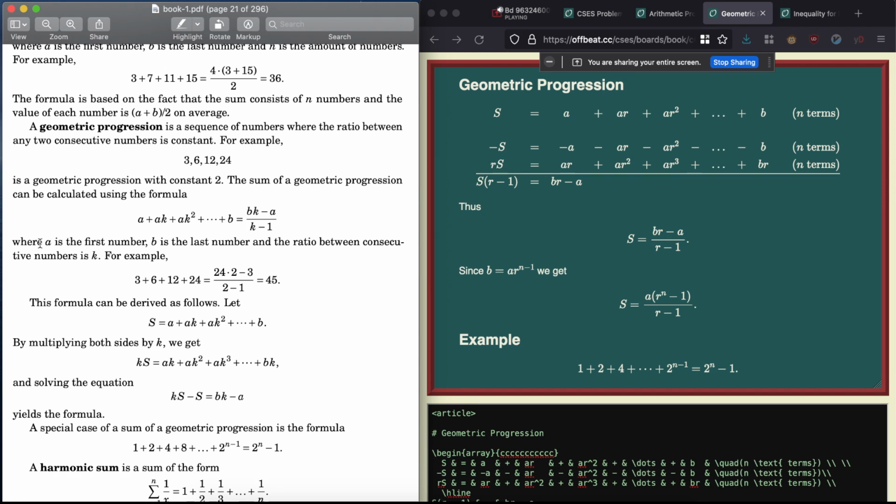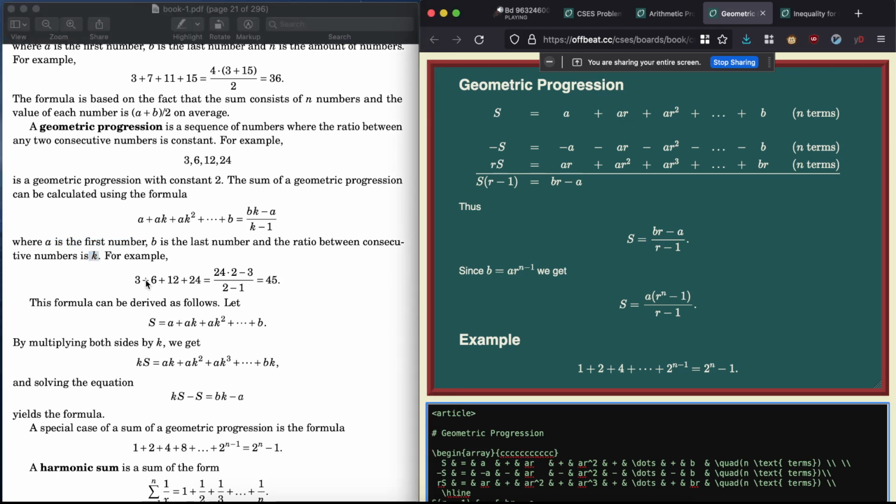All right, so yeah, where a is the first term, b is the last term, and the ratio between consecutive terms is k. On the board it is noted as r. And here's an application of this formula. I'll skip over that. Let us just focus on the formula itself. The formula can be derived as follows. So let me show it on the board.